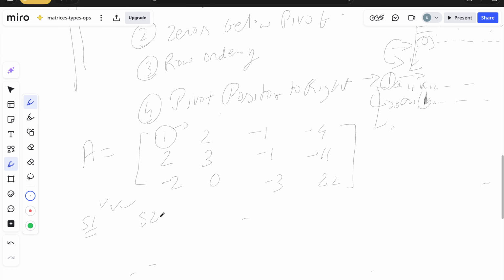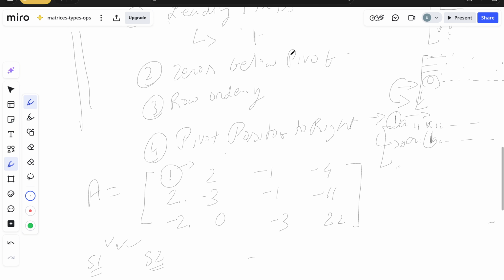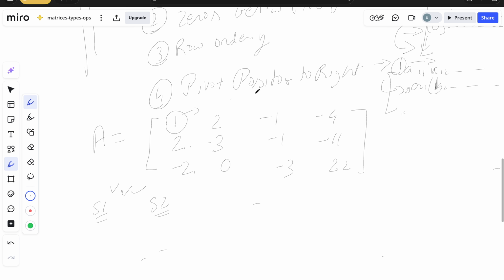Let's move to step 2 here. In step 2, we need to reduce the elements below 1, right? That's the first thing. The elements below the pivot should be 0. Remember, zeros below pivot, right? So let's do that. How can we do that? We can perform row operations on it. We will do the transformation R2 equal to R2 minus 2R1.